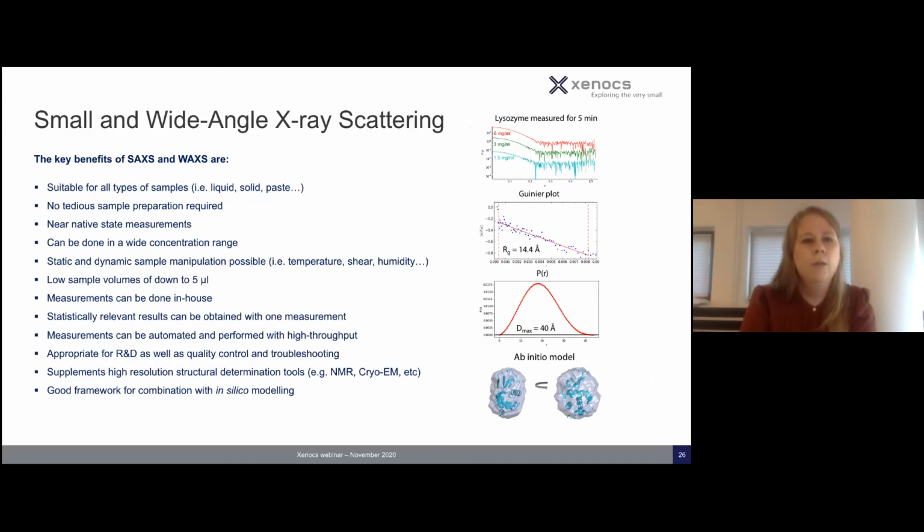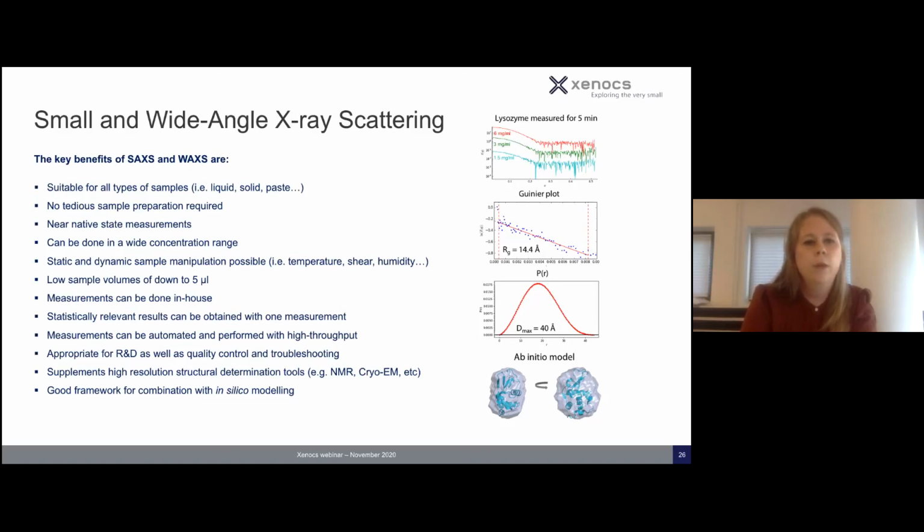So just to summarize, the key benefits of SAXS and WAXS are that it's suitable for all types of samples, whether these are liquids or solids or gels or pastes. There is no tedious sample preparation required, and the measurements can be done in native or near native state. As we've seen, you can use a wide concentration range from below 1 milligram per milliliter to over 200 milligrams per milliliter. And you can do static or dynamic sample manipulations to mimic, for example, your processing, your manufacturing process.